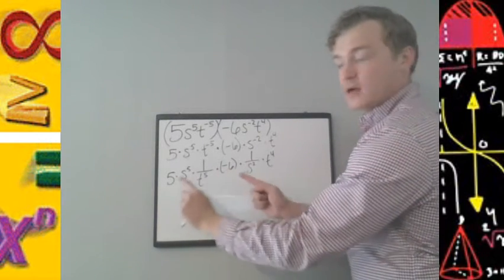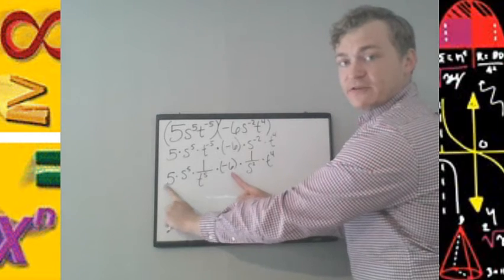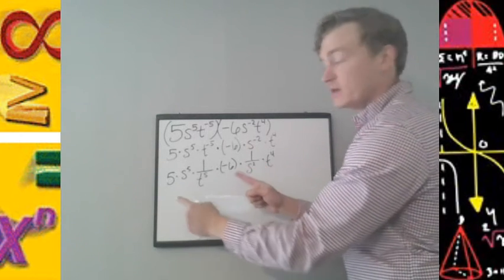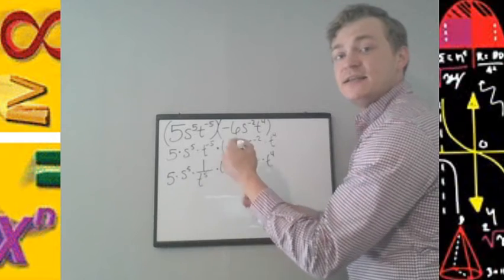Because it's commutative, we're going to multiply the real numbers together. 5 times 6 is 30, so 5 times negative 6 is negative 30.